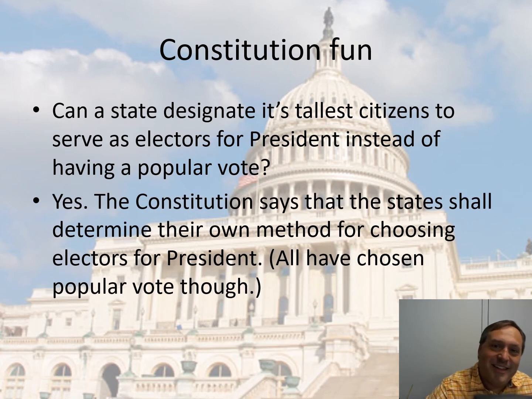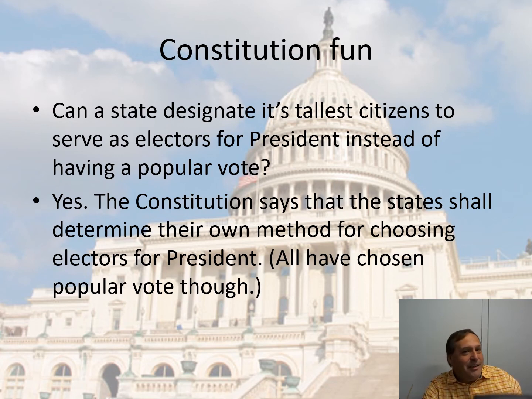Actually, yeah. The Constitution says that the states shall determine their own method for choosing electors. Now, all 50 states have chosen some kind of popular vote, though. Most of them have a winner-take-all system, which is whoever gets the most votes in their state gets all the pledged electors for that person to show up at the Electoral College and say, I'm going to vote for this person, or I'm going to vote for that person. But you can do it the other way.